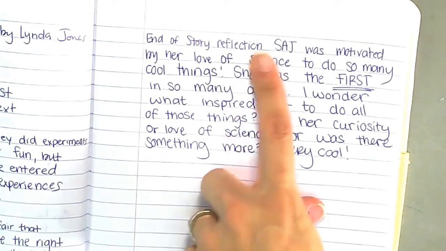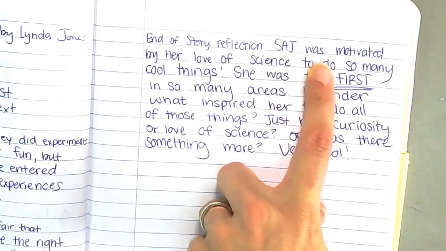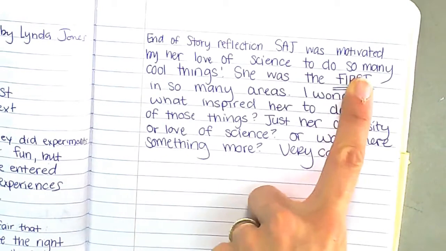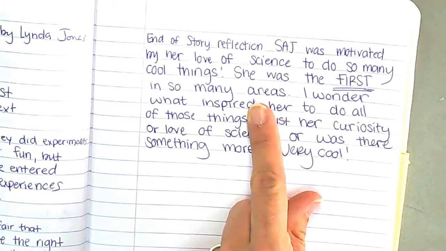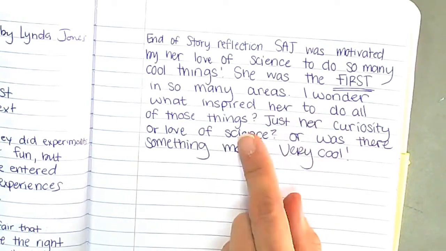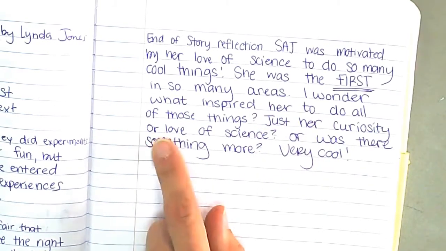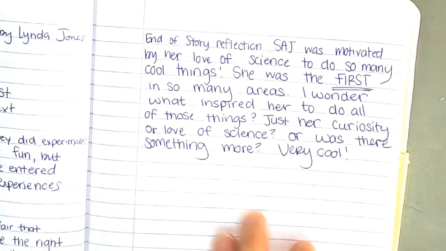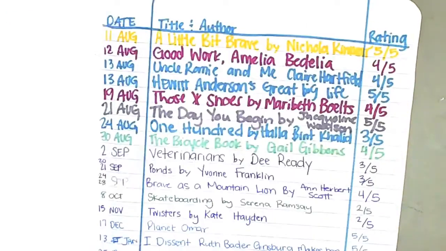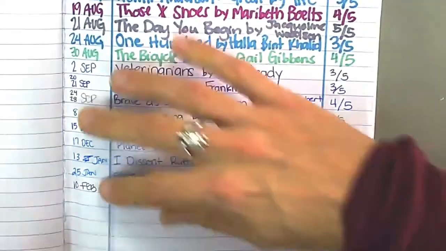Okay, so I've just written, Shirley Ann Jackson was motivated by her love of science to do so many cool things. She was the first in so many areas. I wonder what inspired her to do all of those things. Just her curiosity or love of science? Or was there something more? Very cool. Now I do have to go to the end and add this.